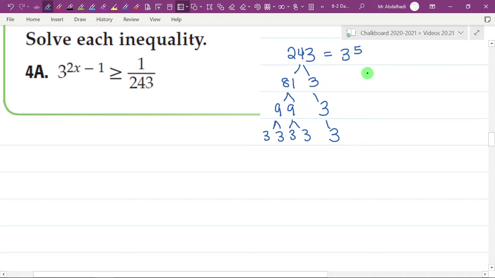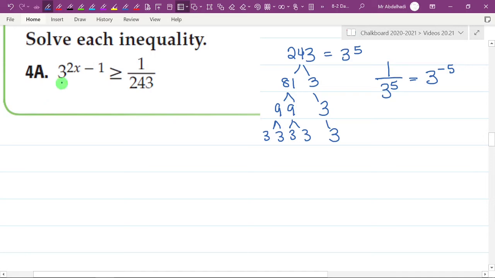Hey, it is a power of 3. What do you know? But it's not 243. It's 1 over 243. So it's 1 over 3 to the 5th power, which means that this is actually 3 to the negative 5th power. Okay, remember, negative power means you're flipping it. So this whole thing is actually 3 to the negative 5th power.